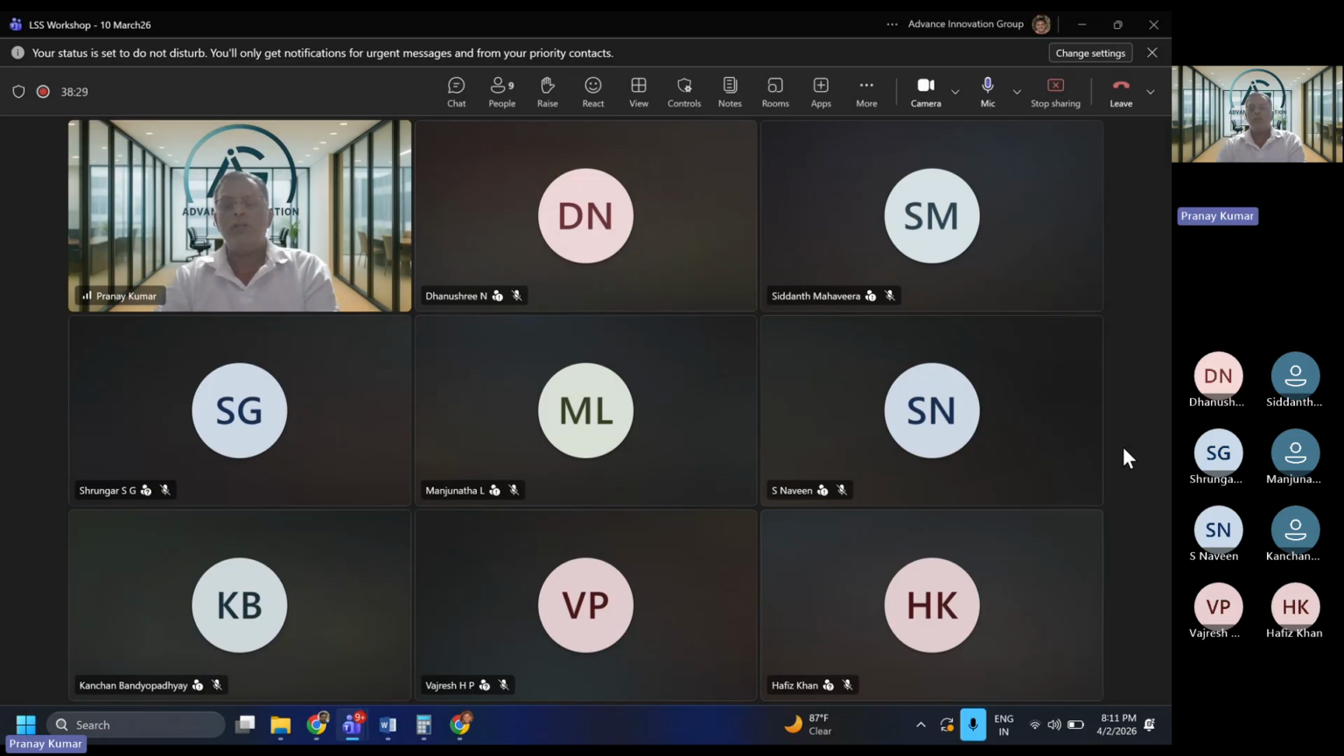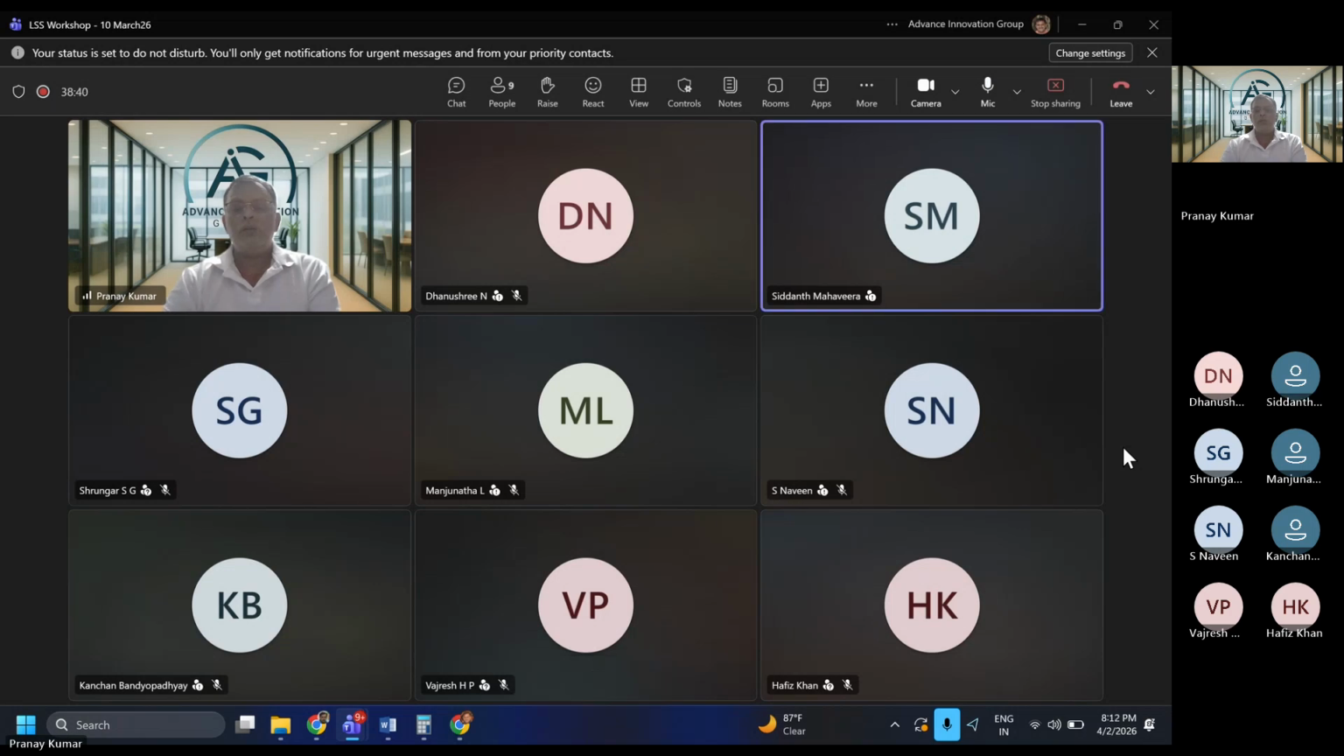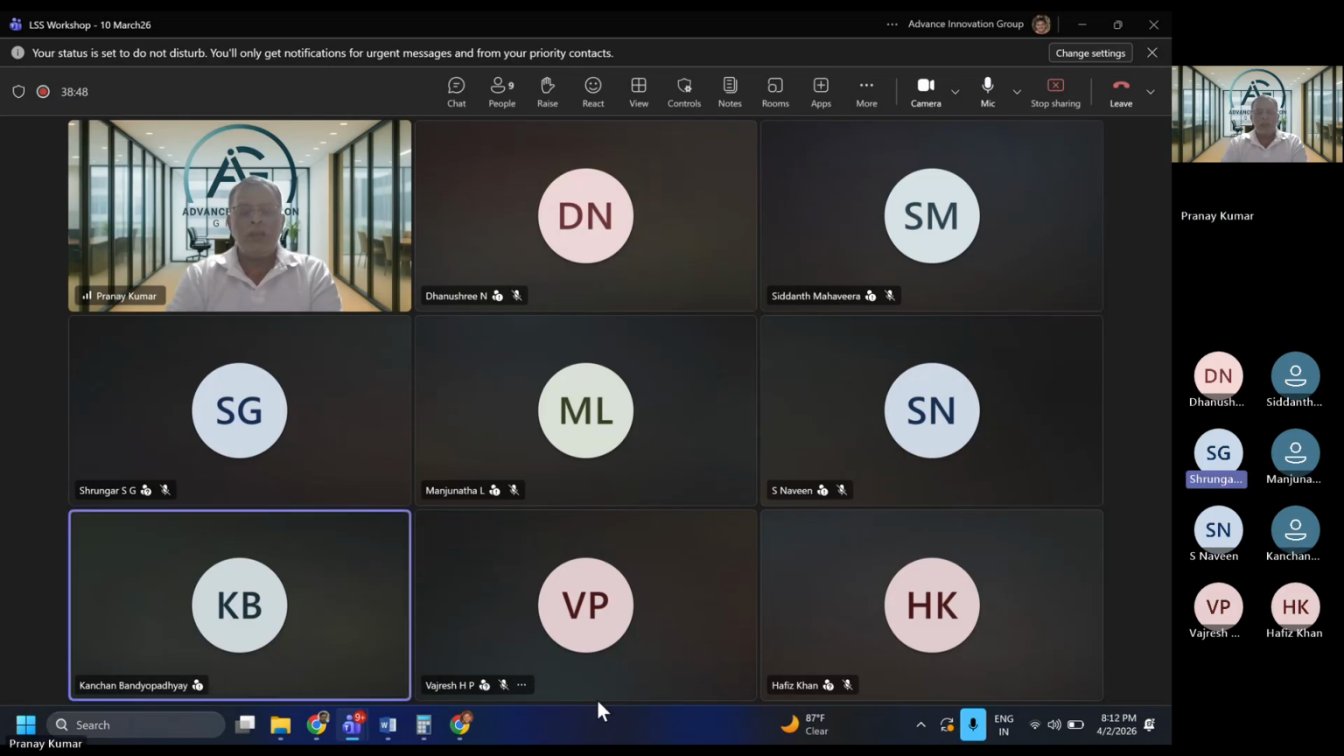Hafiz, clear? Naveen, clear? Siddhant? Dhanushri? Yes, sir. Manjunath? He reportedly returned home. Yes. Kanchan? Shungar? Yes, sir. Yes, sir.